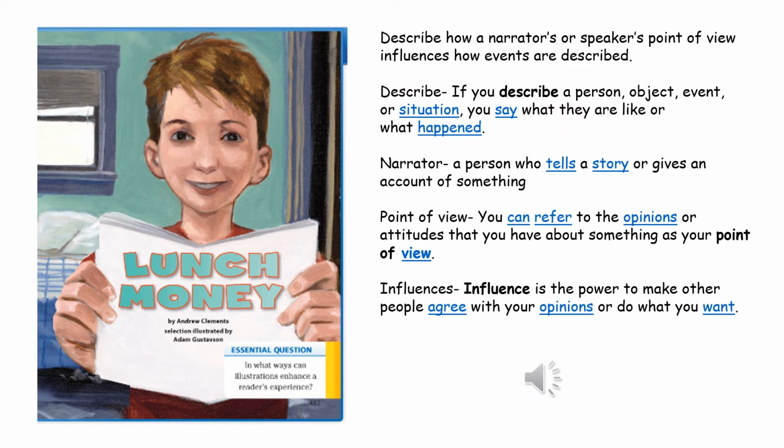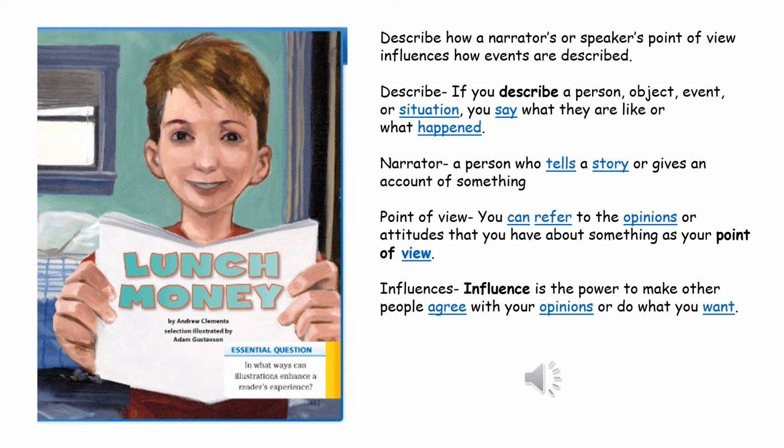So this week in reading, you'll describe how a narrator's or speaker's point of view influences how events are described. Describe means if you describe a person, object, event, or situation, you say what they are like or what happened. So you're going to be describing the narrator's perspective and what happened from their perspective. A narrator is a person who tells a story or gives an account of something. So you need to be thinking about who is telling the story and how they're telling the story.